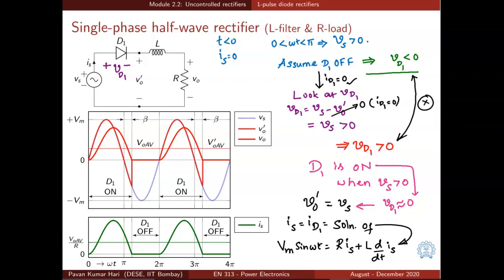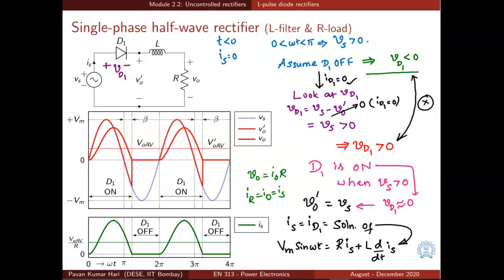And what is the output voltage? The output voltage Vo is equal to the current through the resistor multiplied by the value of resistance, and the current through the resistor is the same as the source current. So the output current IO is the same as the source current, and Vo in this case is simply IO times R, or Is times R.